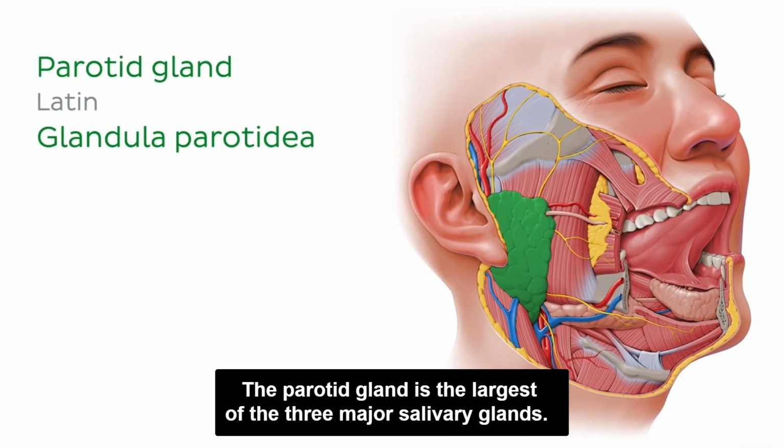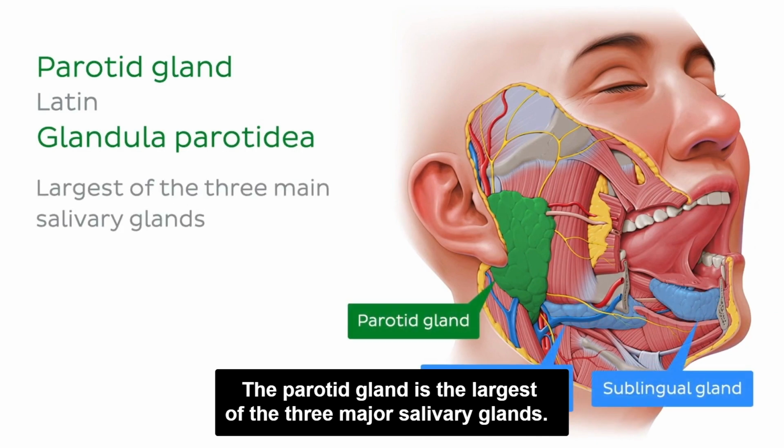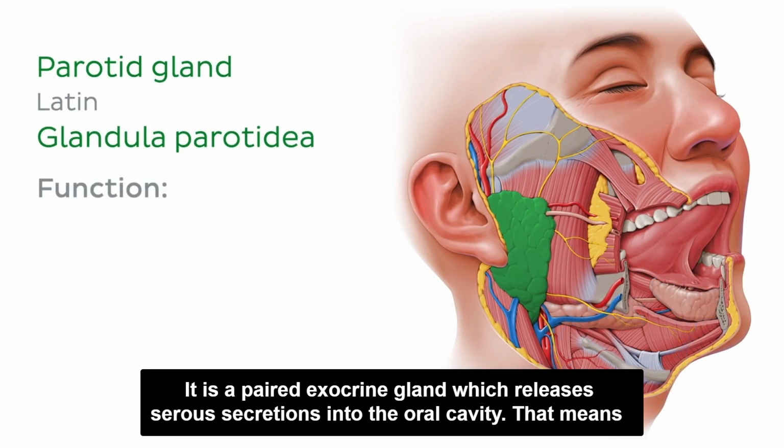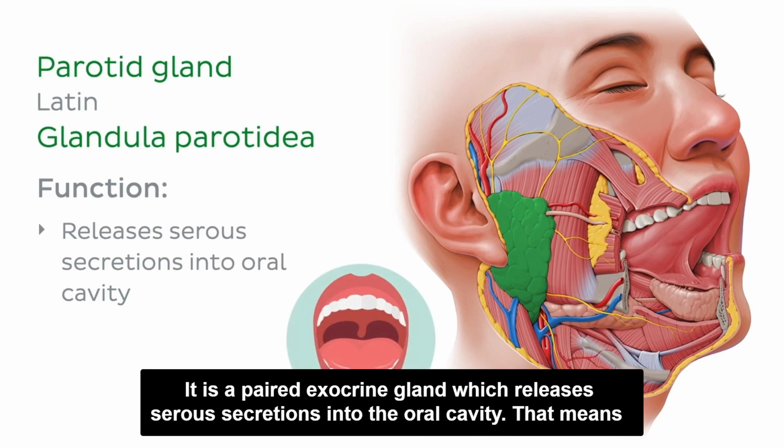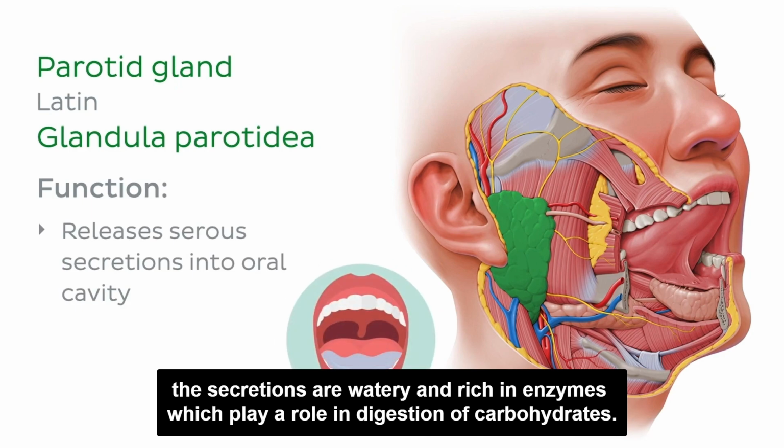The parotid gland is the largest of the 3 major salivary glands. It is a paired exocrine gland, which releases serous secretions into the oral cavity. That means the secretions are watery and rich in enzymes, which play a role in digestion of carbohydrates.